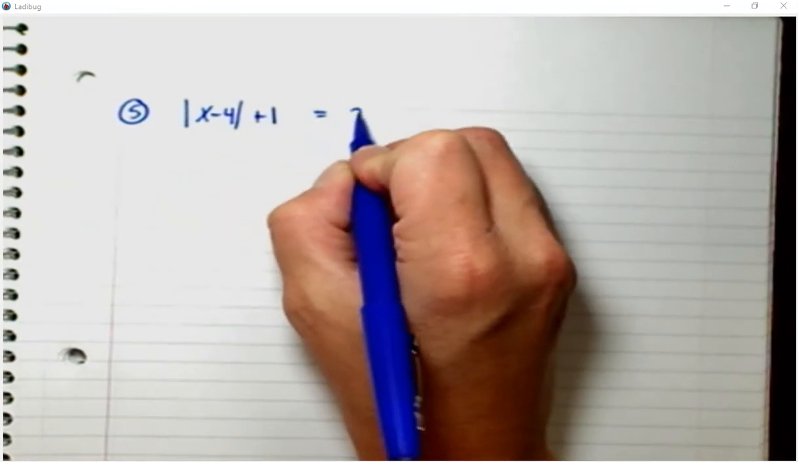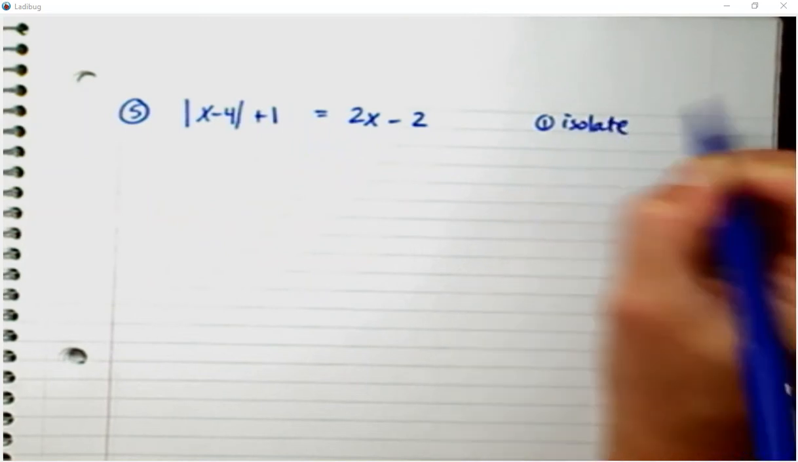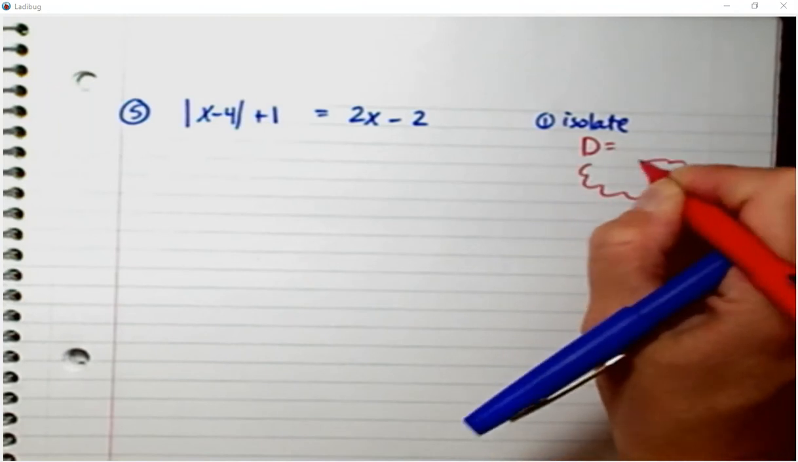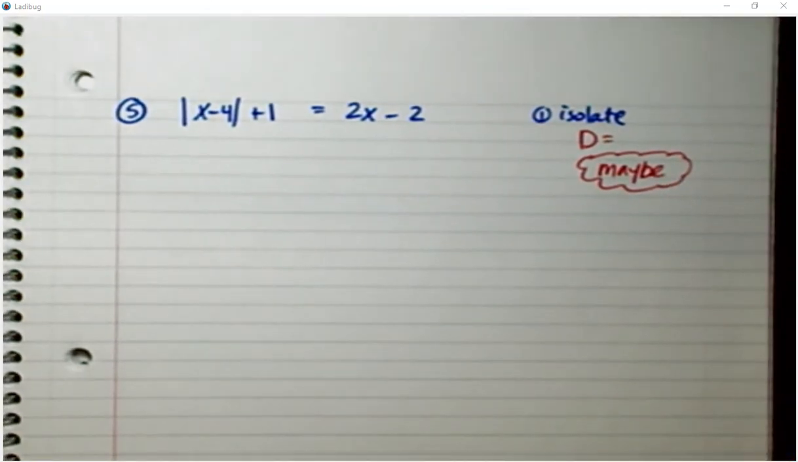Here we go. I'm going to give you another question to try. You may graph it to check or not, but you've got to check it somehow. All right. Here you go. Absolute value of x minus 4, plus 1, equals 2x minus 2. So I'm going to start, we isolate, you're going to think, and the answer is maybe. Okay, it's your choice how you check this, but I want to see you check it, either graphically or by plugging in.